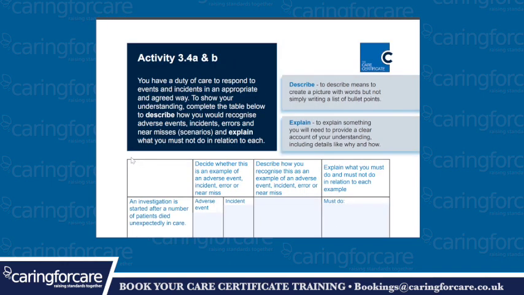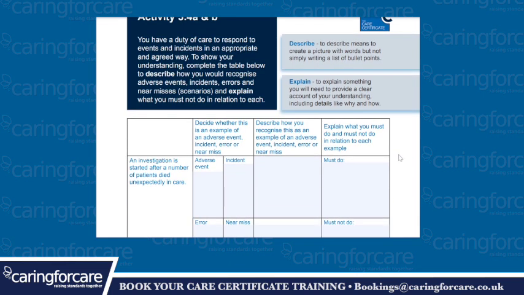Activity 3.4a and b. You have a duty of care to respond to events and incidents in an appropriate and agreed way. To show your understanding, complete the table below to describe how you would recognise adverse events, incidents, errors and near misses or scenarios, and explain what you must do and not do in relation to each. Describe. To describe means to create a picture with words, but not simply writing a list of bullet points. Explain. To explain something, you will need to provide a clear account of your understanding, including details like why and how. So let's have a look at the table.